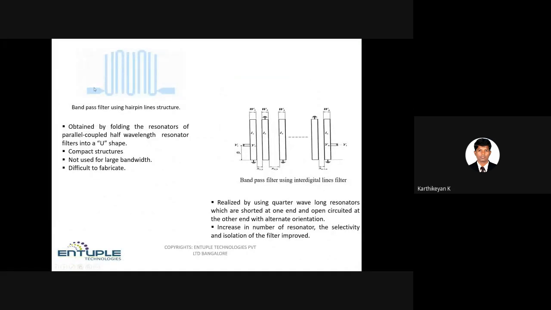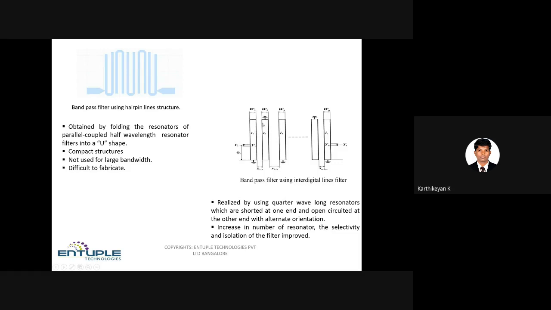Here you can see this is one port and this is another port, so ports 1 and 2, and in between a lot of microstrip structures. The shape is almost like hairpin lines, like inverted U shapes. In between there will be gaps. Normally the coupling of the fields happens between these hairpin line structures.